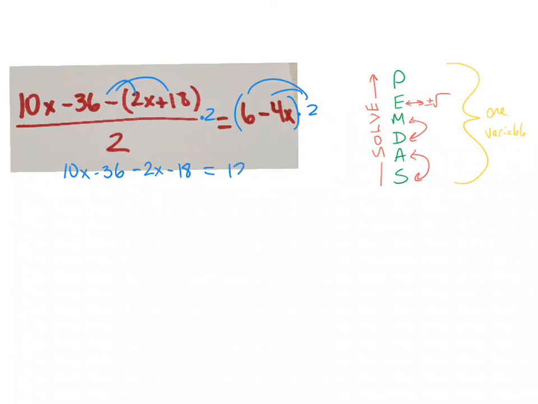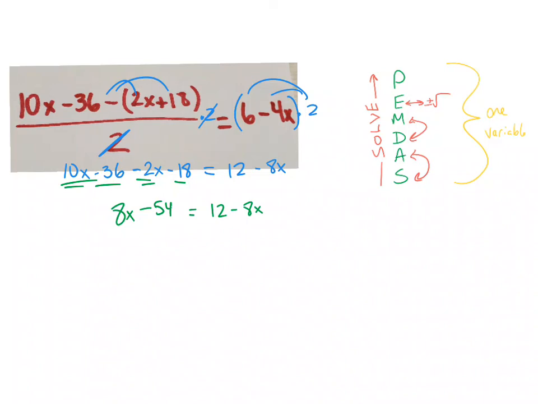Now I have 2 times 6 is 12 minus 8x. All right. A big mistake I see is somebody will multiply the top and the bottom by 2. You can't, because the new 2 cancels out with the bottom 2. That's why it doesn't affect the top. All right, now I'm going to combine like terms. Minus 36 and minus 18 is minus 54. 10x minus 2x is 8x equals 12 minus 8x.